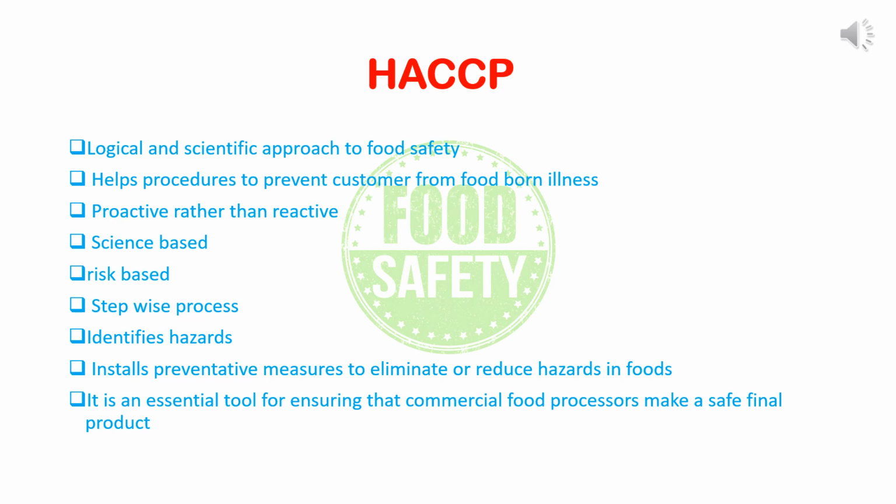Let's go through HACCP in detail. HACCP is a logical and scientific approach to food safety. It helps producers prevent customers from foodborne illness. It acts as proactive rather than reactive. It is a science-based and risk-based system. It is a stepwise process. It identifies hazards and installs preventative measures to eliminate or reduce hazards in food. It is an essential tool for ensuring that commercial food processors make a safe final product.